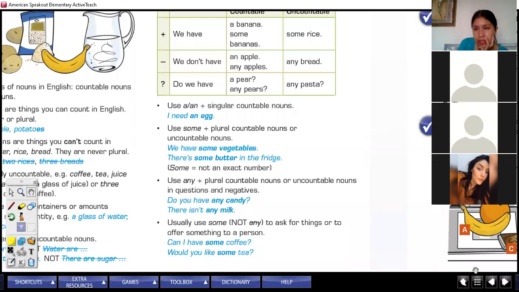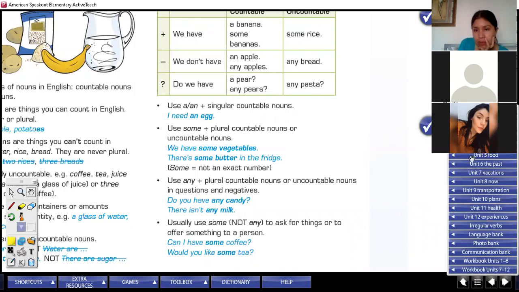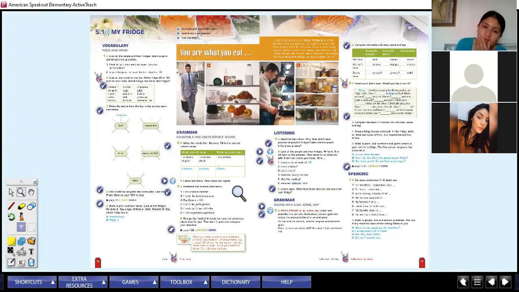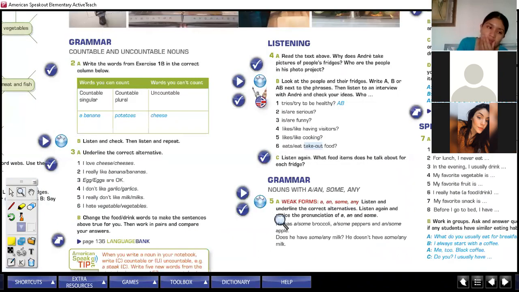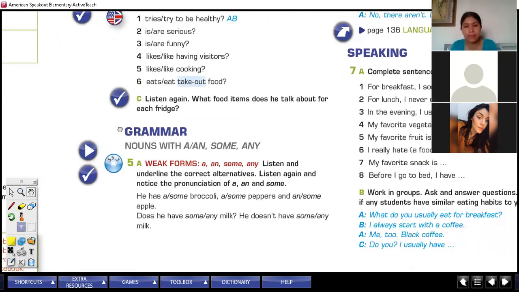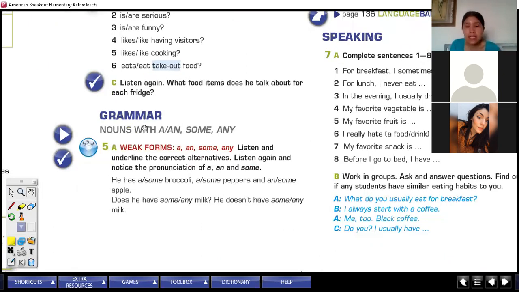Vamos a ver, vamos a practicar ahora. I'm going back to the book. And this is what we were talking about. Nouns with a and some or any. It says, listen and underline the correct alternatives and listen and check again to notice the pronunciation of a and some. Okay, we're gonna listen and you're gonna underline which are the ones that are pronounced, okay?